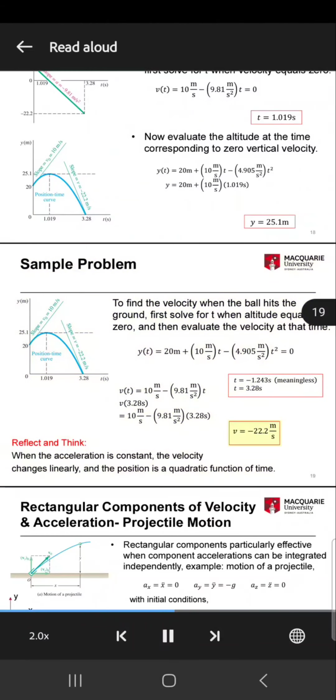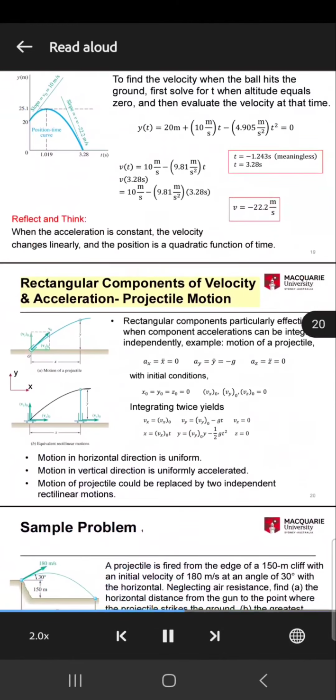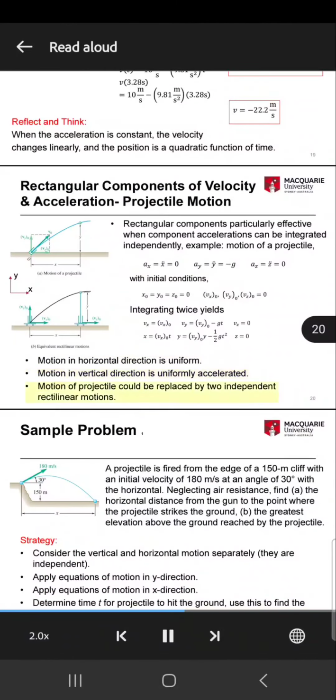t equals 3.28 s, v equals minus 22.2 m/s. Rectangular components of velocity and acceleration predict motion with initial conditions, integrating. Motion in the horizontal direction is uniform. Motion in the vertical direction is uniformly accelerated. Projectile motion can be replaced by two independent rectilinear motions.